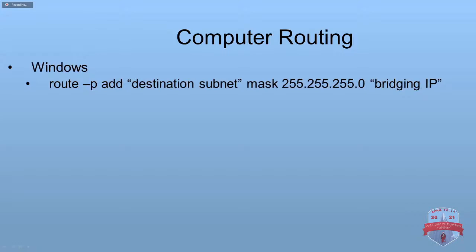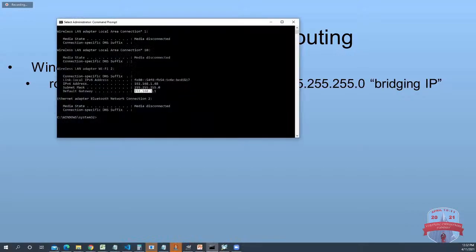To add a route to a Windows computer, you'll open up a command prompt by typing in CMD in the search window and then select Open as Administrator. It's important that you open as Administrator because it won't let you make changes. So let me pull up a command prompt. For Windows, you'll type in something like this. It's going to be route.